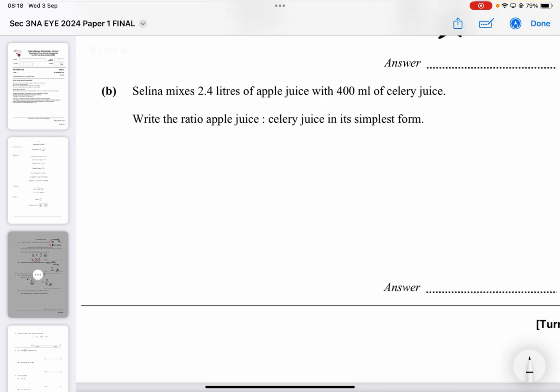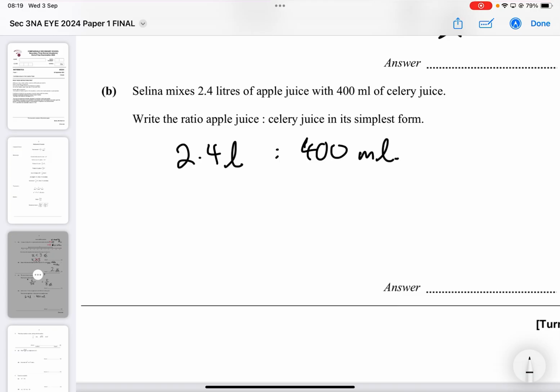Okay, Selena mixes 2.4 liters of apple juice with 400 ml of celery juice. Write the ratio of apple juice to celery juice. So this one is a very popular question for ratio. They purposely give you two different units. But you must know ratio in the simplest form has no unit. To change it to no unit, that means we must convert both to the same unit first. Okay? So at first is 2.4 liters to 400 milliliters.